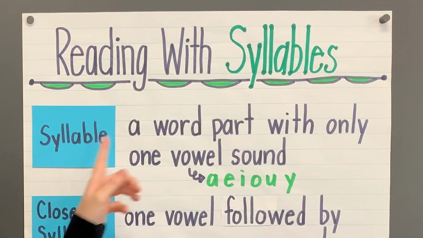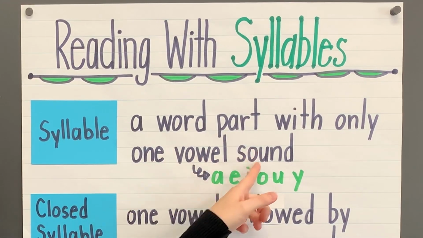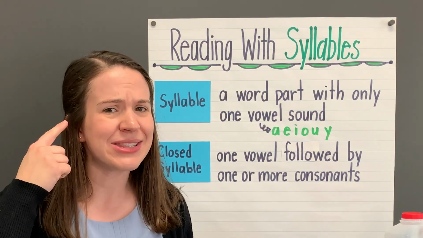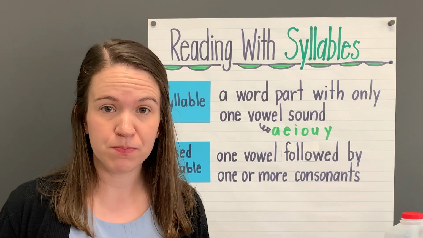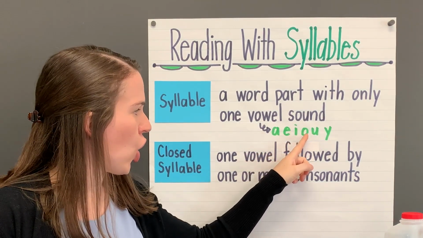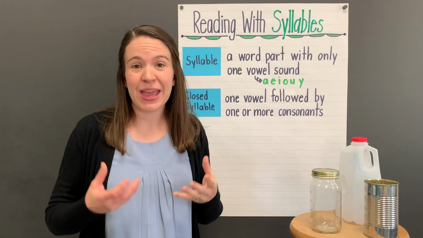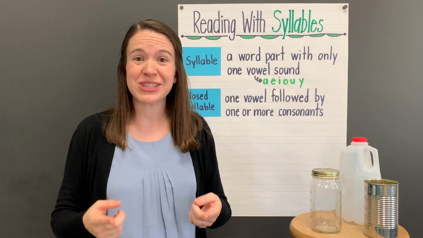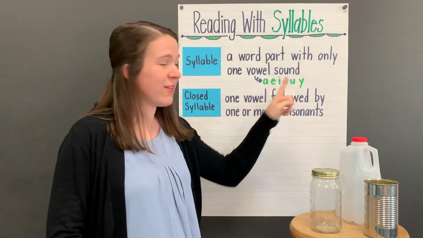Well, a syllable is a word part with only one vowel sound. What does that mean? Well, that means when you hear a syllable, you're only going to hear one vowel. Remember that the letters A, E, I, O, U, and sometimes the letter Y usually make vowel sounds.